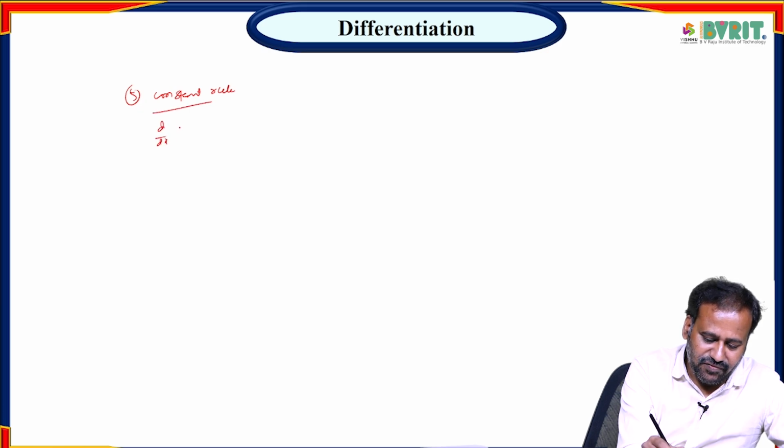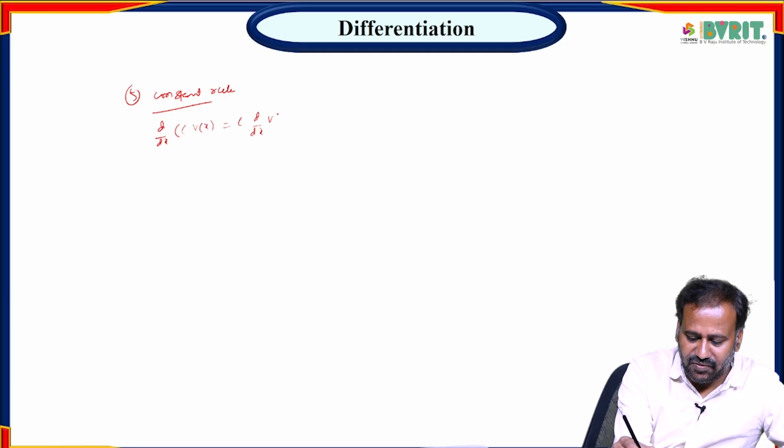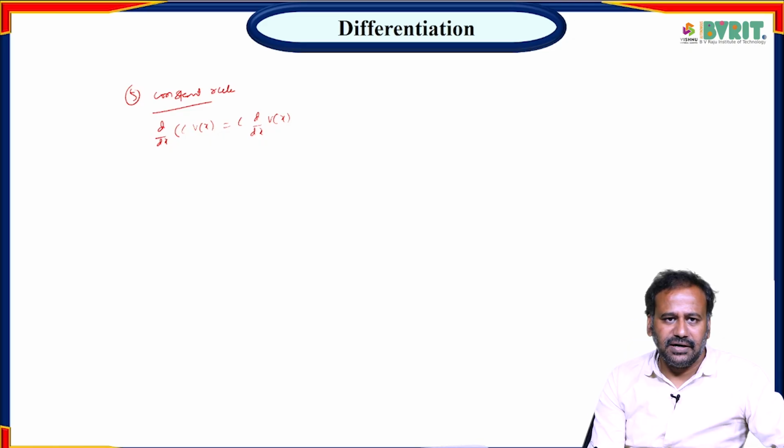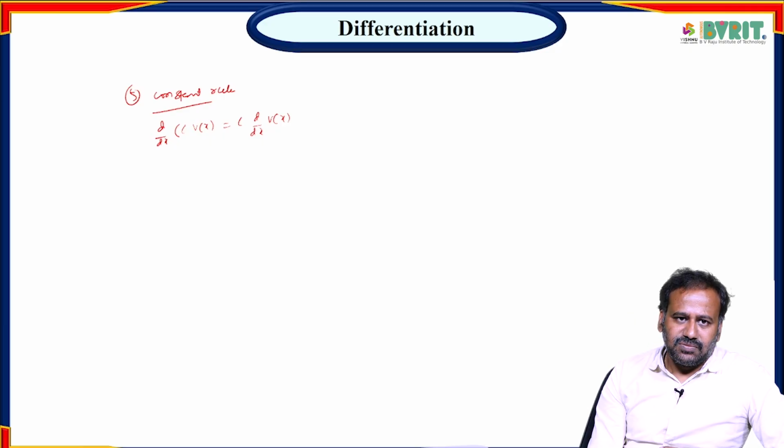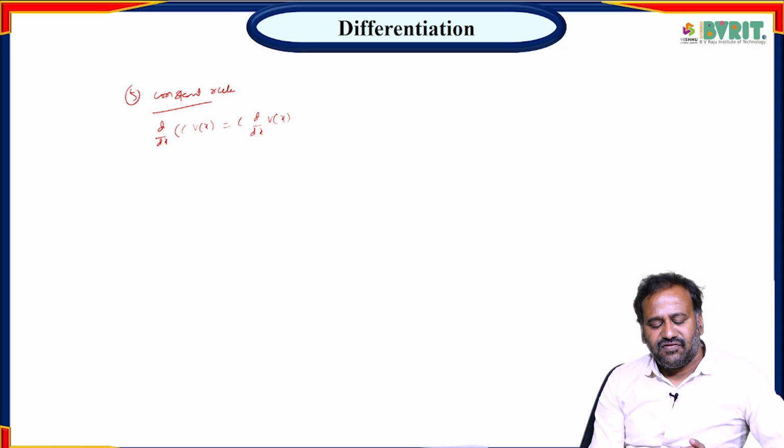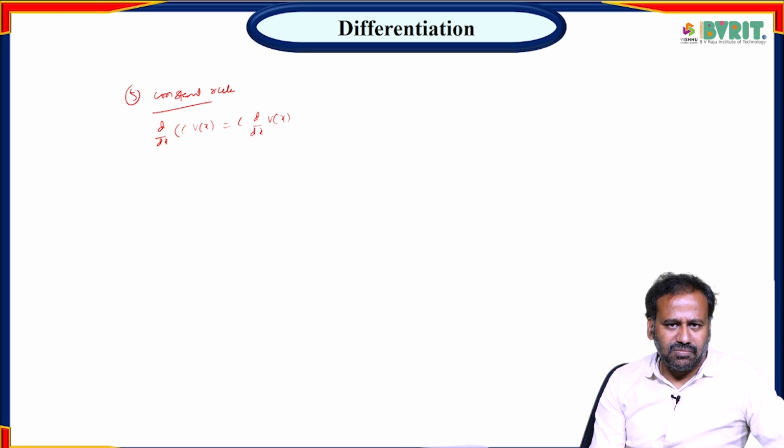So d by dx of any constant c, an arbitrary constant, times some function v of x is equal to c into the differentiation of v of x. That means I am writing this constant outside, and whatever the remaining term is along with that c, I am going to differentiate it. Till now we have discussed what you mean by derivative, how the formula came into existence, and we did one problem by using that definition of formula. Then I have given some basic differentiation rules or formulae.